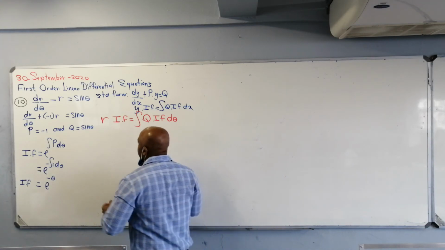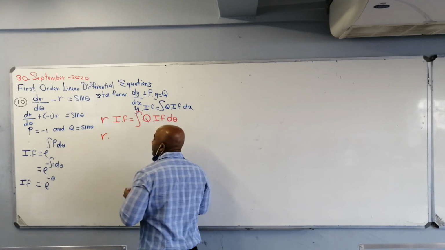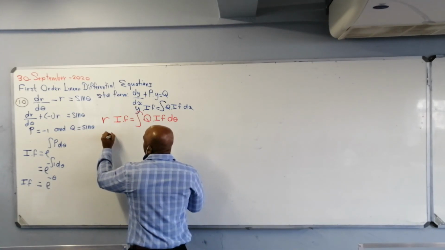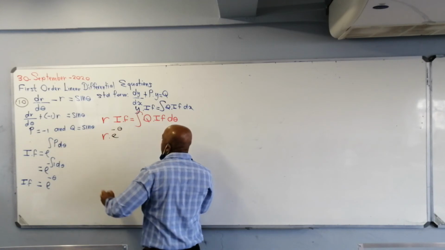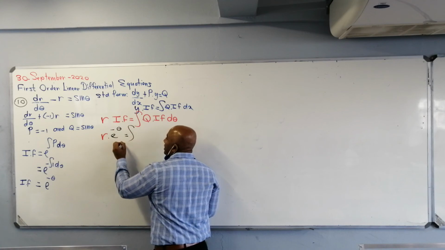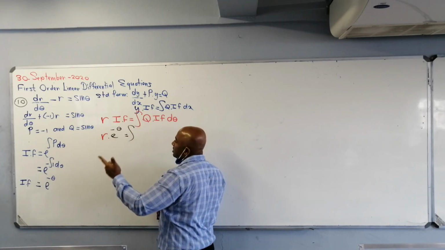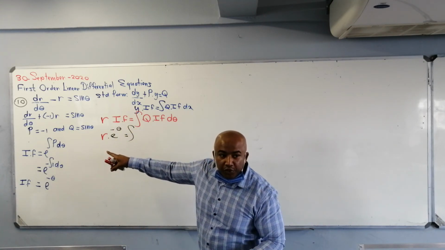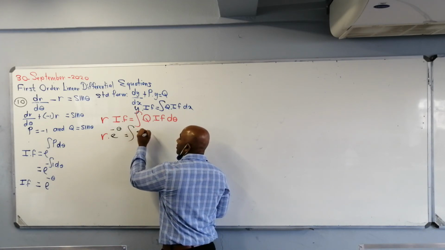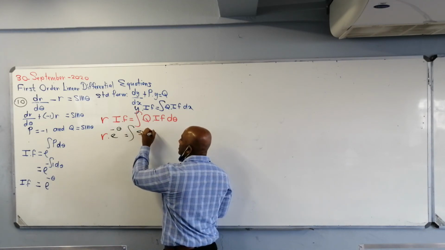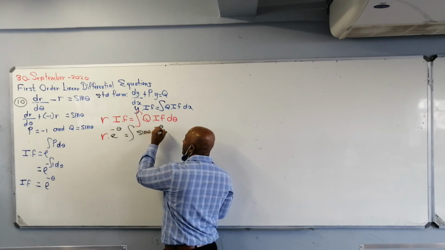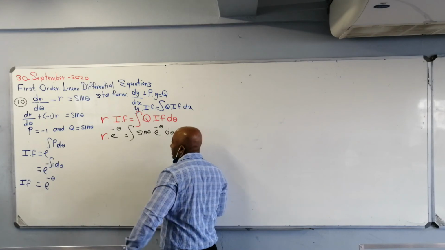Alright, so now we got r times your integrating factor, which is e to the power minus theta, is equal to the integral of q. What was q? q was sine theta times your integrating factor, e to the power minus theta, d theta.